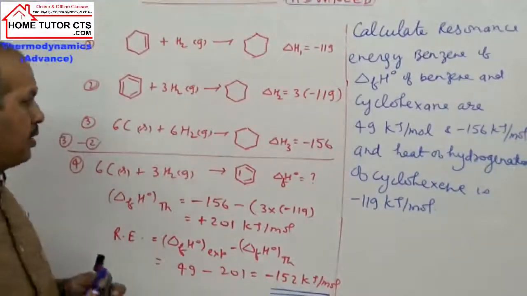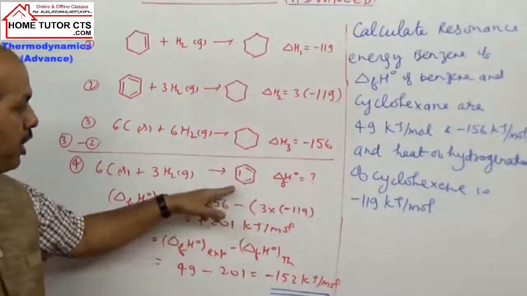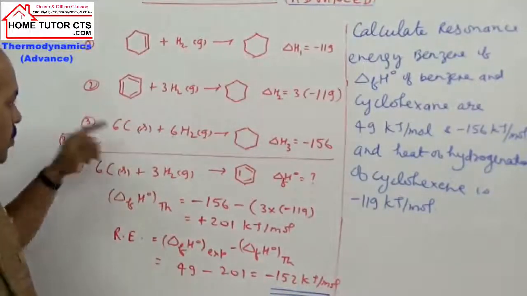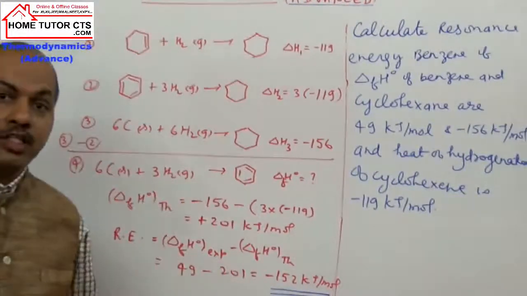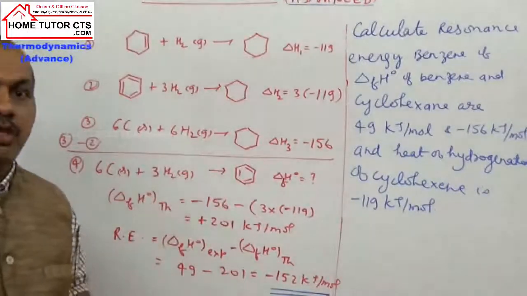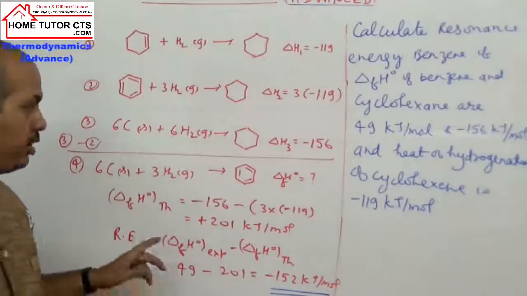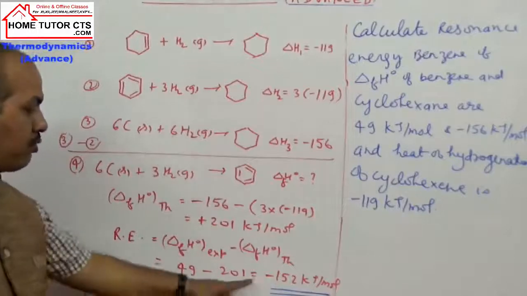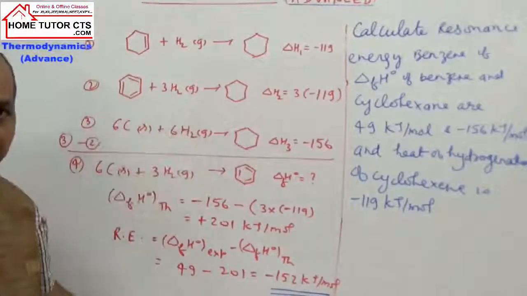I hope it is clear. First we find the theoretical heat of formation of benzene. To find the theoretical value, this data is not given to us, but you can get it from these two expressions. Equation number 3 minus equation number 2 can give this equation for formation of benzene. The heat of reaction for this equation is the same as the theoretical heat of formation of benzene. And how to find the molecule's resonance energy? It is the heat of formation experimental minus the heat of formation theoretical. The difference of the two heats of reaction gives the molecule's resonance energy. I hope it is clear.